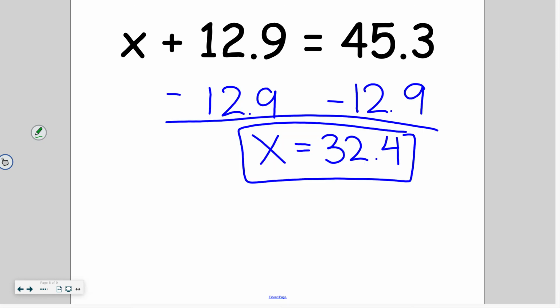In order to solve, we have to subtract that 12.9 from both sides, making it cancel out. And we are left with x is equal to 32.4.